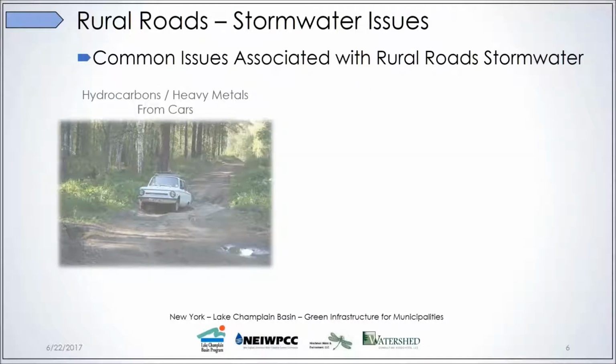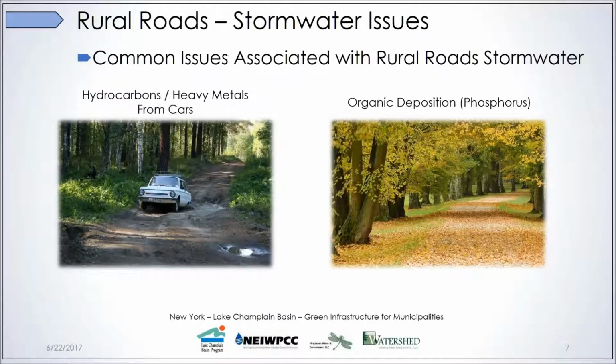So, moving on to the next thing, rural roads, stormwater issues. So what are the common issues associated with rural roads and their stormwater? Some of these are very analogous to developed roads. We have a lot of hydrocarbons and heavy metals from cars, incidental leaks, that sort of thing that are going off onto the road surface. But that you'll find pretty much anywhere. So that's just associated with roads generally, not necessarily just rural roads.